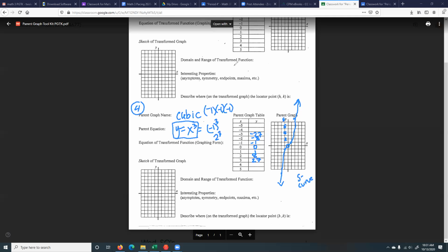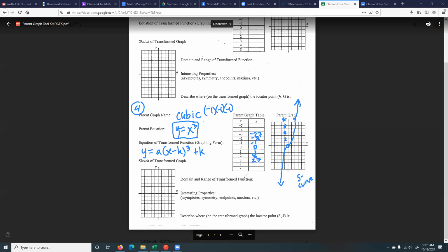Forget this stuff. Let me erase that. Okay. So let's transform this. If we want to transform this, I'm going to put y equals a times x minus h cubed, plus k. It looks just like the quadratic, except there's a cubed. So the point that we're going to move around is 0, 0, right? That's like your vertex. That's your locator point.